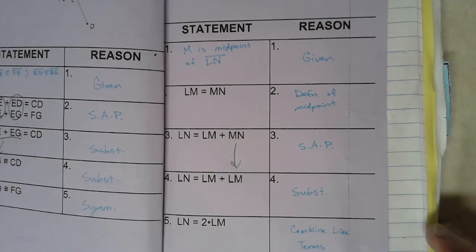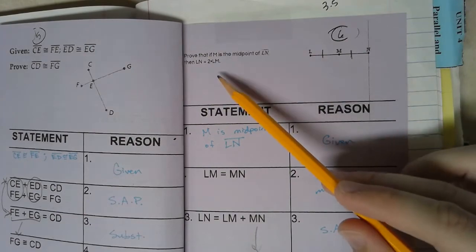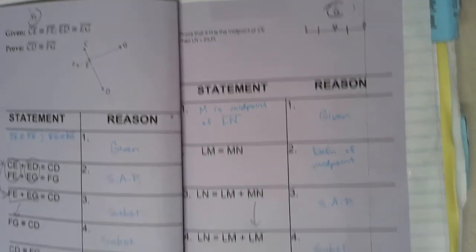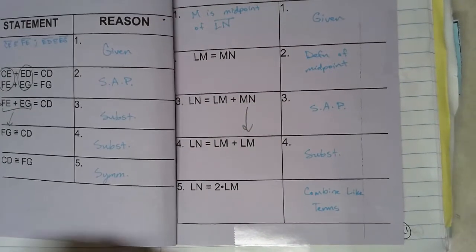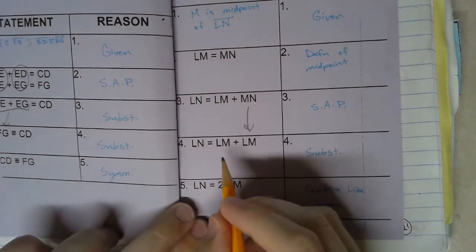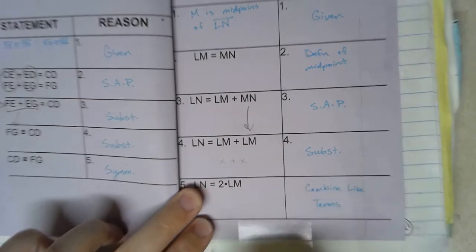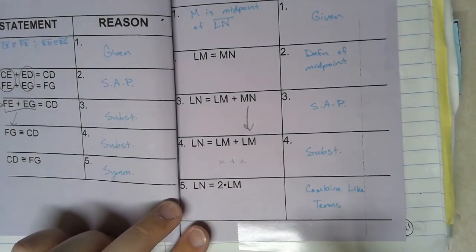Okay, and then finally, the thing that I wanted to wind up with at the end was that LN is equal to 2 times LM. And currently at this point, I've got LM plus LM. Okay, so you might be a little bit boggled on how we're doing that. So let me show you an example. Let's say that I have x plus x.